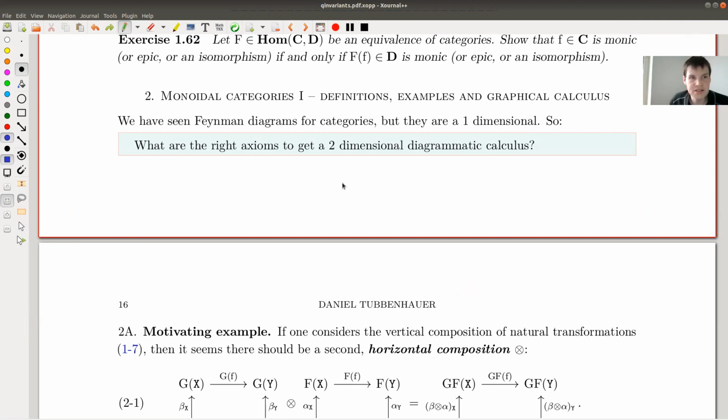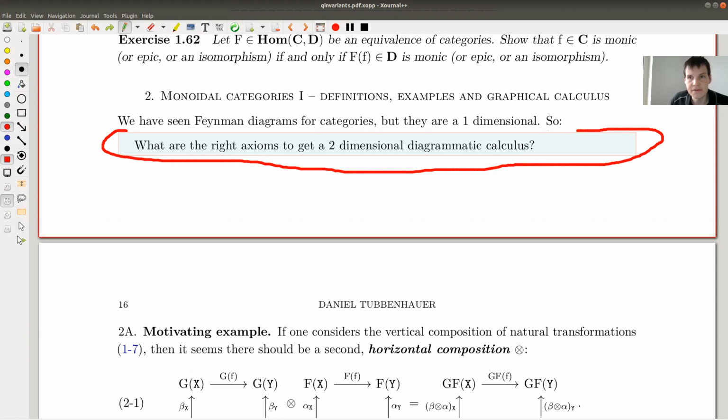As I said, the main question I would like to answer is this one in the green box here: what are the right axioms to get a two-dimensional diagrammatic calculus? I should say that monoidal categories weren't invented to get a two-dimensional diagrammatic calculus. History was the other way around. Monoidal categories were invented to generalize what we know from vector spaces. But in the end, it turns out they're actually pretty nice two-dimensional versions of categories, and two-dimensional versions of mathematics.